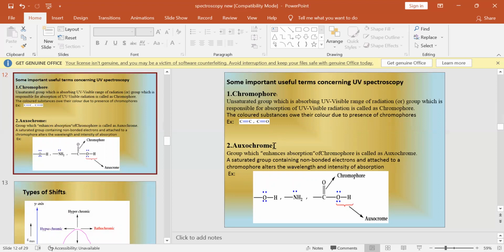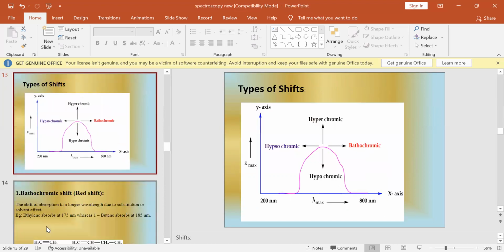Next comes another definition, auxochrome. A group which enhances the absorption of a chromophore is called an auxochrome. A saturated group containing non-bonded electrons and attached to a chromophore alters the wavelength and intensity of absorption. Here in this example, OH is known as an auxochrome, whereas C double bond O, which is unsaturated, is known as a chromophore.